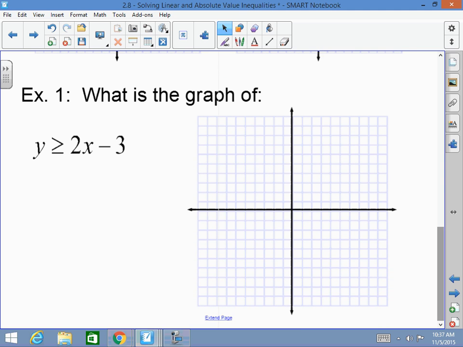So let's graph this. Y is greater than or equal to 2x minus 3. What is my y-intercept here, gentlemen? Negative 3. So I go 1, 2, and negative 3. Great job, gentlemen. And then what is my slope? So I'm going to go up 1, 2, 1 to the right, up 1, 2, 1 to the right. Let's go backwards. Down 1, 2, 1 to the left, down 1, 2, 1 to the left. And is this going to be a solid or a dashed line? This is going to be solid because it's greater than or equal to.